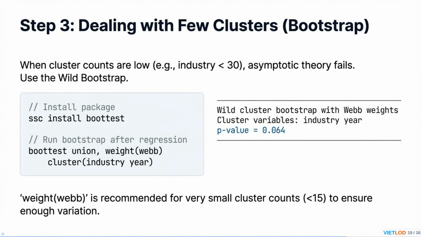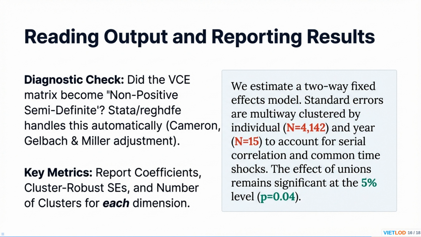First, you'll need to install the bootstrap command in Stata using ssc install bootstrap. After running your main regression, you can then apply bootstrap to the coefficient of interest, as shown in the code. The output provides a bootstrapped p-value. In this example, we see a p-value of 0.064. This value, being higher than the conventional 0.05, suggests that our result might not be statistically significant at the 5% level, which is a crucial change from what asymptotic methods might imply.